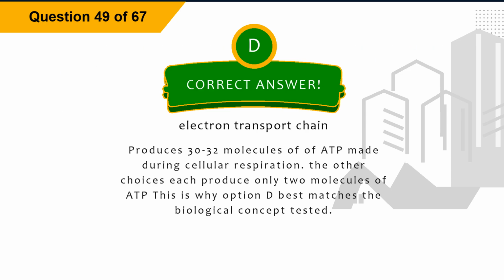Explanation: produces 30-32 molecules of ATP made during cellular respiration. The other choices each produce only 2 molecules of ADP. This is why option D best matches the biological concept tested.